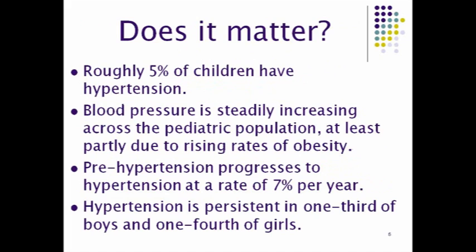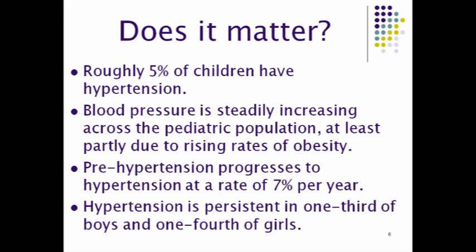So why does it matter? Well, roughly 5% of children have high blood pressure, and we know that the majority of that is completely unrecognized. A recent audit at North Shore, for example, shows that roughly 0.9 to 1.1% of children have been diagnosed with high blood pressure, which means we're probably, assuming that the population isn't too different than elsewhere, missing 70 or 80% of it.